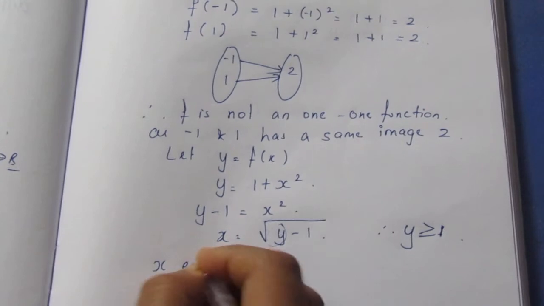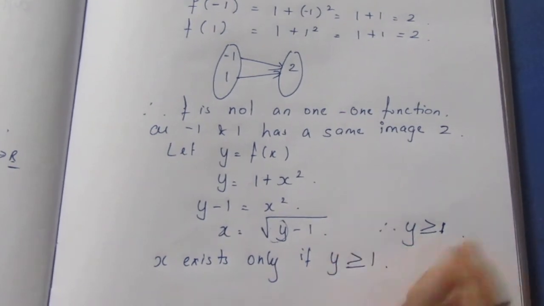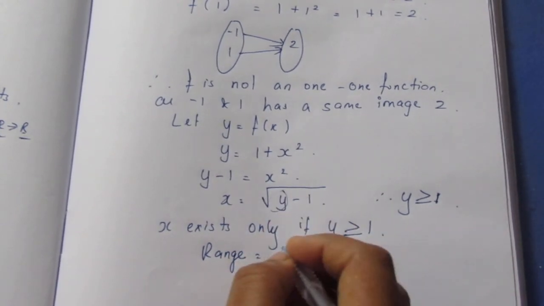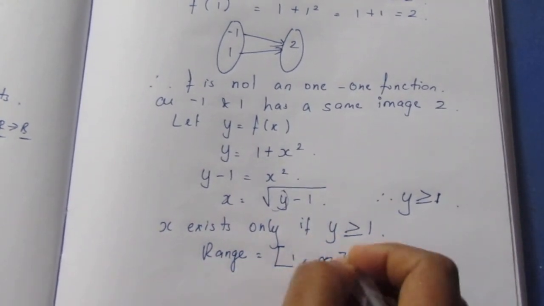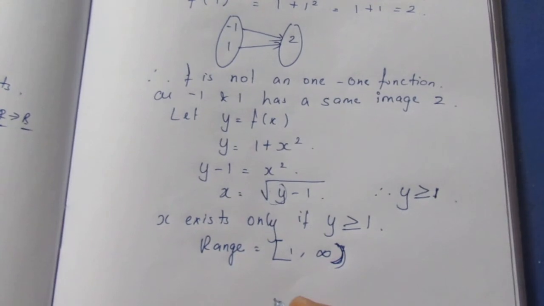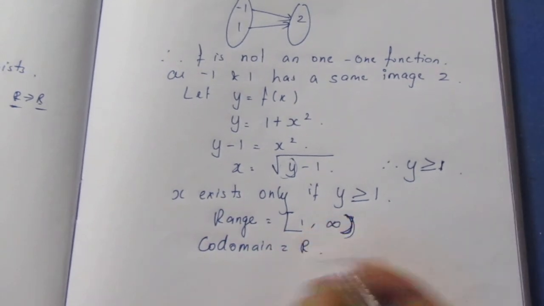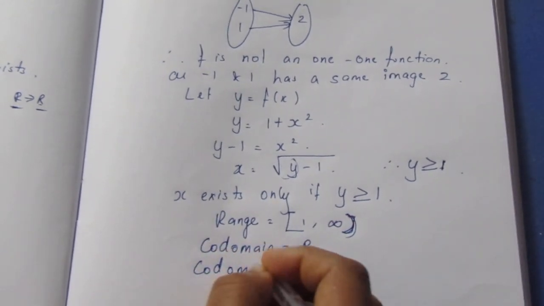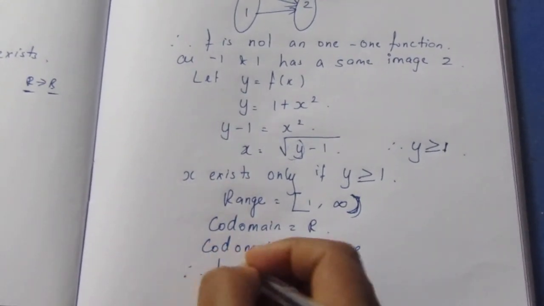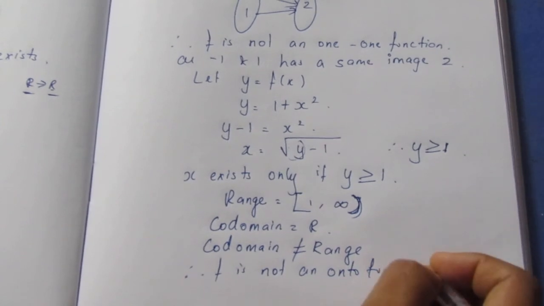So x exists only if y is greater than or equal to 1. That means the range lies between 1 to infinity, because it is greater than or equal to 1. Our codomain here is real numbers. So according to this, the codomain is not equal to our range. So it is not an onto function. So we have proved the second subdivision.